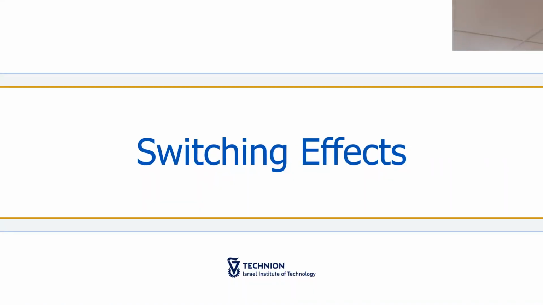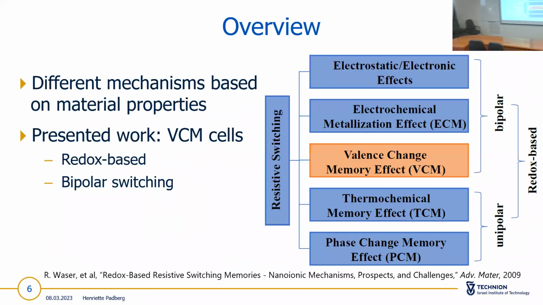So as I mentioned earlier, you have the memristor and you have 2 states, and you can switch between them. And the switching is based on different mechanisms based on the material properties. The most famous ones of this list are, for example, the electrochemical metallization effect called ECM, then the valence change memory effect VCM, and also the phase change memory effect PCM. In this work, we'll deal with VCM cells, and they are redox based and they switch bipolar.